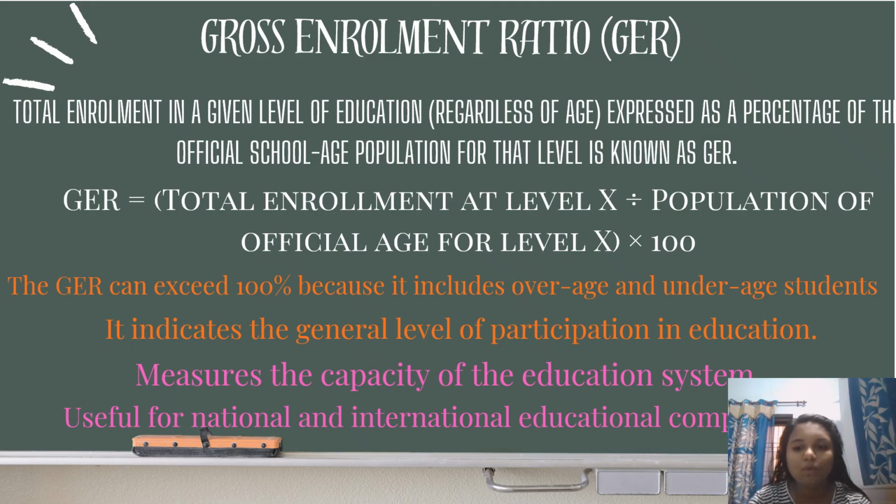So the formula for finding GER, or gross enrollment ratio, is equal to total enrollment at level X, or first standard, sixth standard, ninth standard, any standard, divided by population of the official age of that level. Like for 10th, it's 15 years old. For first, it's 5 or 6 years old, like that. Into 100, because we are calculating in percentage. GER is equal to total enrollment at level X divided by population of official age for level X into 100.